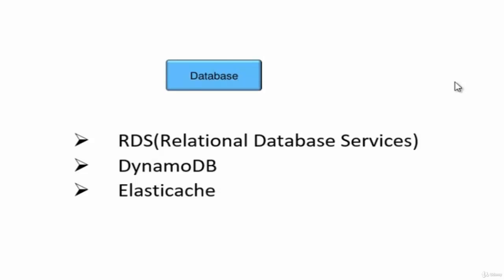Now the third component of database is ElastiCache. Amazon ElastiCache is a web service that makes it easy to deploy, operate, and scale an in-memory data store or cache in the cloud. The service improves the performance of web applications by allowing you to retrieve information from fast, managed, in-memory data stores instead of relying entirely on slower disk-based databases. So this concludes the database component of AWS infrastructure.